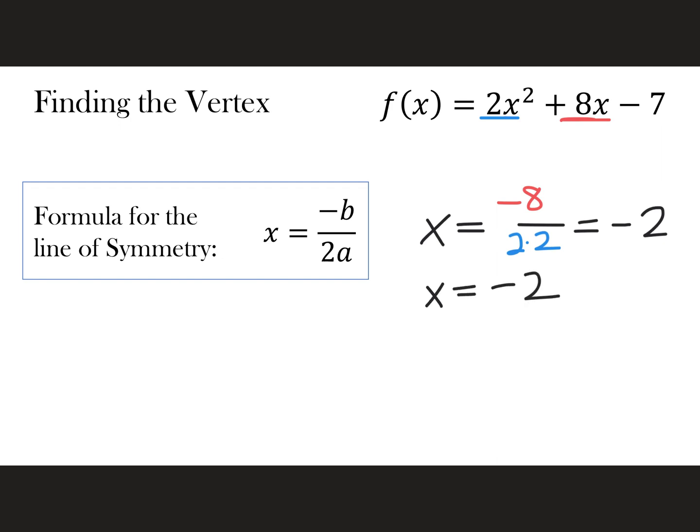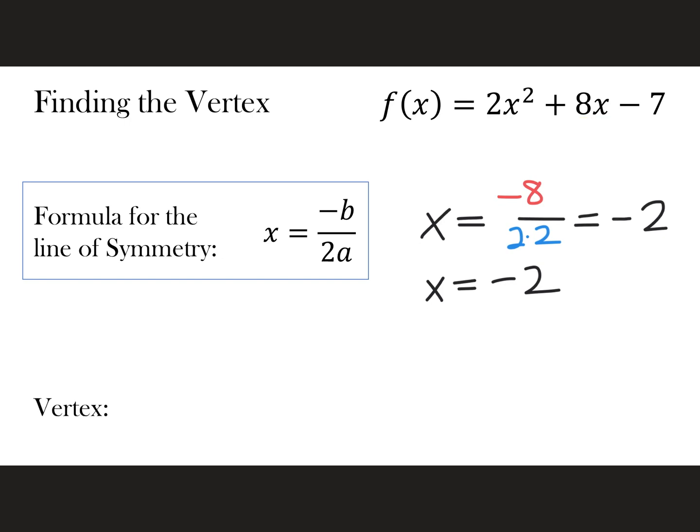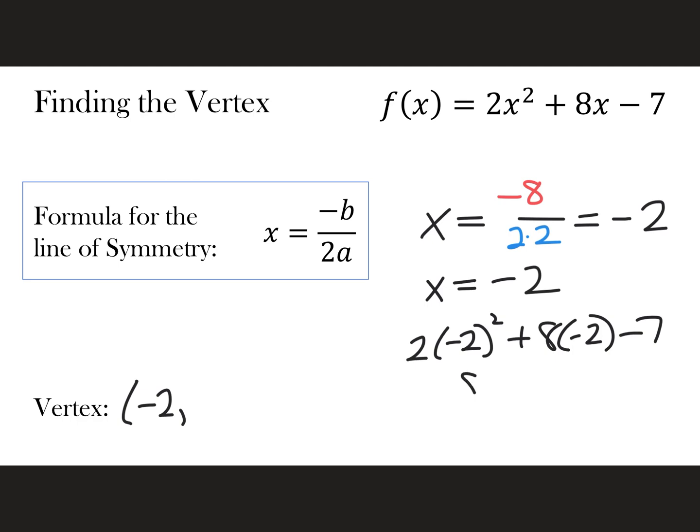Now the next step is to put that negative 2 back into the equation to find the y value of our vertex. So my vertex is going to be negative 2, something, and I'm just going to go ahead and put the negative 2 back in the equation. Now you need to remember you always have to do your exponent first when you're doing that. I like to put them in parentheses here. And so negative 2 squared is 4, and 2 times 4 is 8. And then 8 times negative 2 is negative 16, and then minus 7. 8 minus 16 is a negative 8. Negative 8 minus 7, that's going to give me a negative 15. So my vertex is negative 2, negative 15.